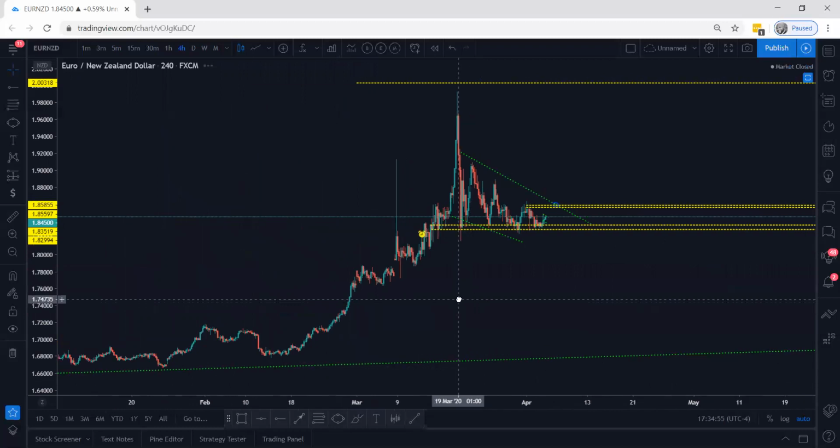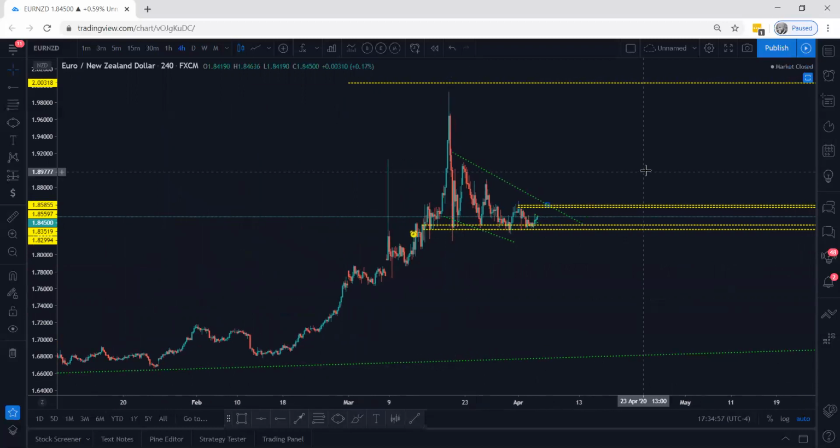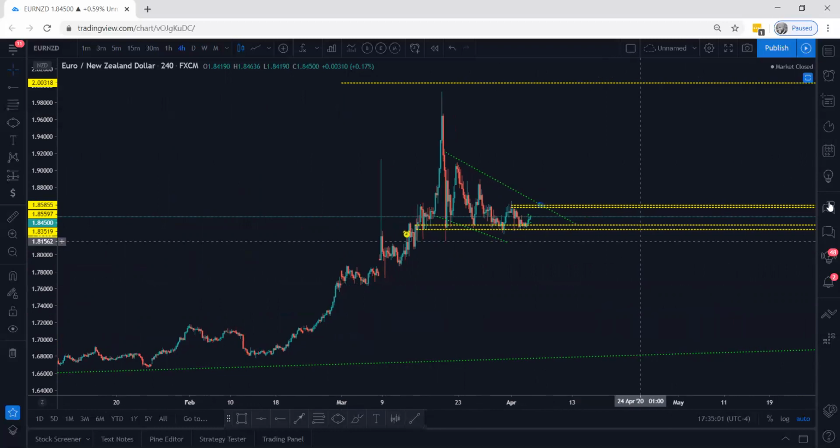Center this more so you guys can get a good look. You want to screenshot it. Okay, so next pair that I'm going to do is Euro USD.